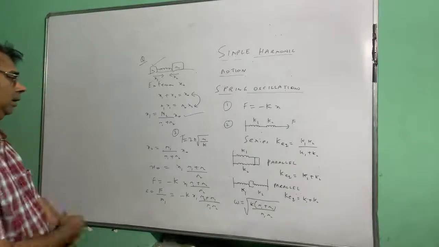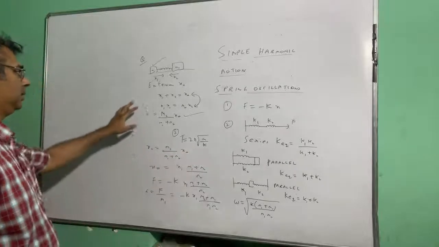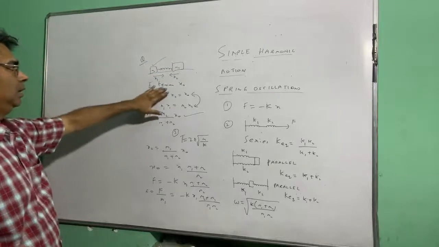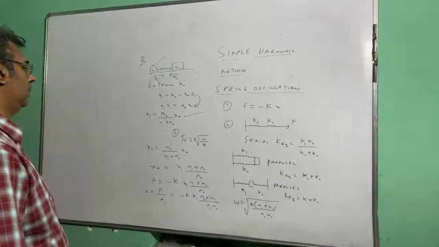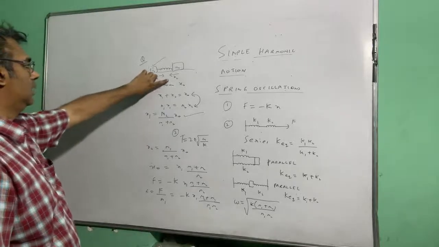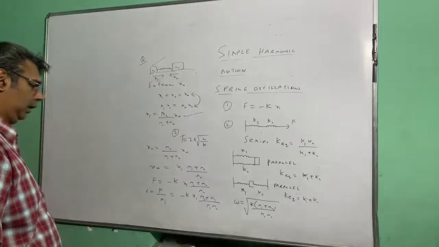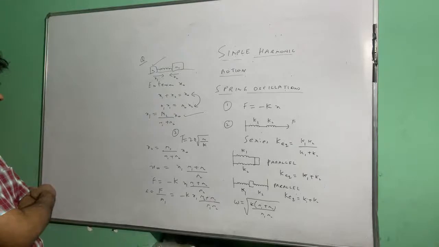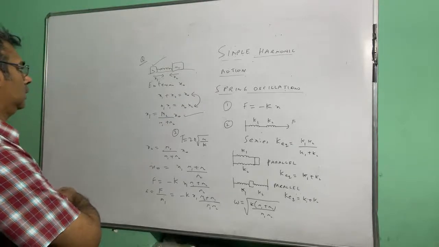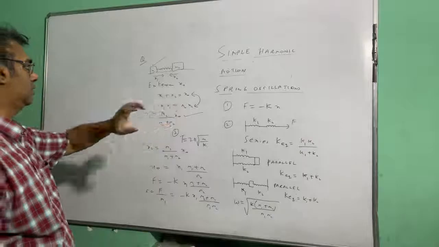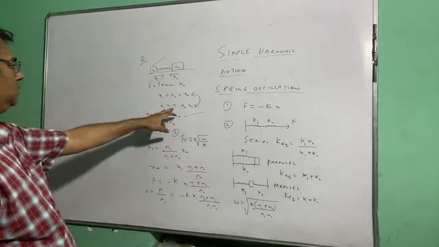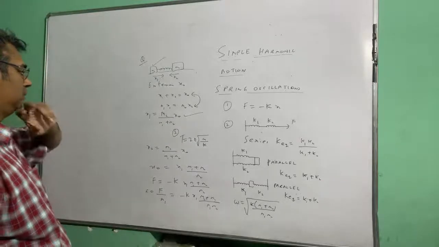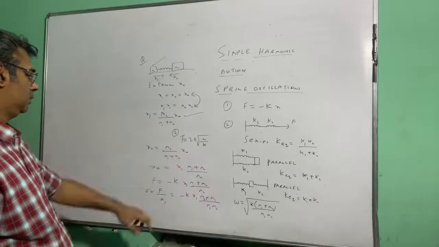I am repeating again. There are two blocks of masses m1 and m2 joined by a spring, and that spring is given an extension x0. Due to that, m1 moves x1 to the right and m2 moves x2 to the left. Now x1 plus x2 is x0, and also m1 x1 will be m2 x2. If you solve these two, x1 will be m2 by m1 plus m2 into x0, and x2 will be m1 by m1 plus m2 into x0.